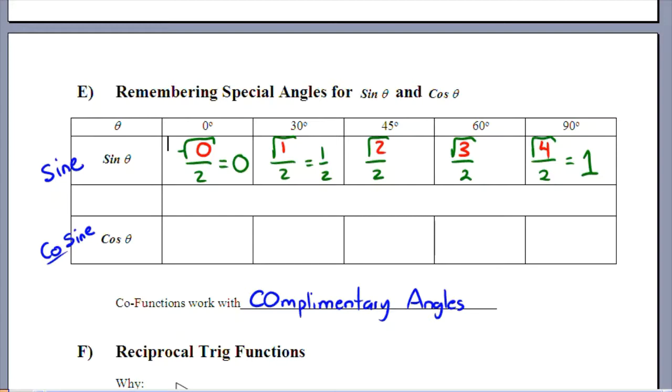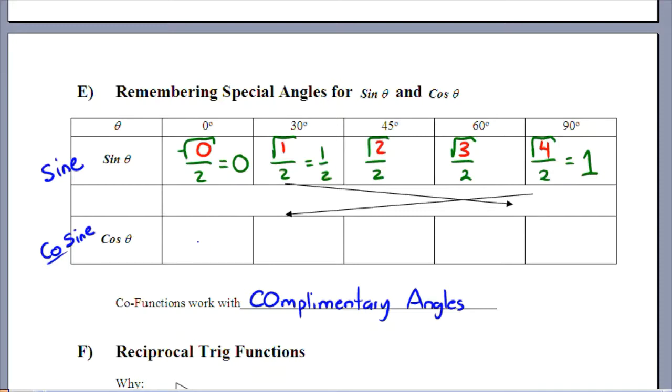So the plan is this. For cosine, we just want to reverse everything. Okay? Whatever you had for sine, just reverse the plan in your table and you're good to go. So if you came up with a way of remembering what sine was going to do, then cosine is no problem at all. Cosine of 0, well, that's like the sine of 90.